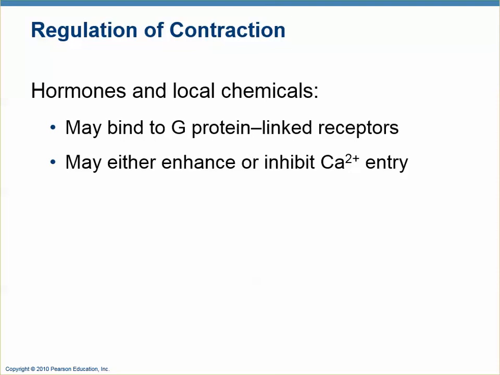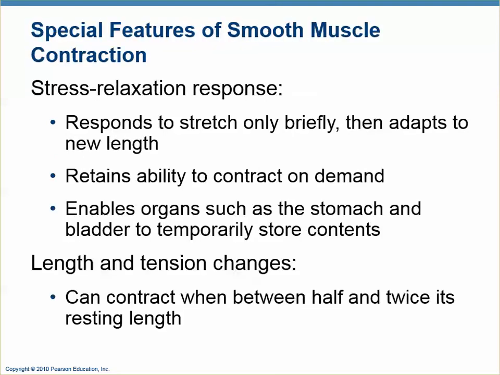Now, a particularly interesting feature of smooth muscle is what's called the stress relaxation response. What happens is that when you stretch smooth muscle, it contracts against that stretch briefly. Then it adapts to the new length, but still has the ability to contract again. So what this allows is your bladder to fill without having to urinate, because the bladder will start to accommodate.